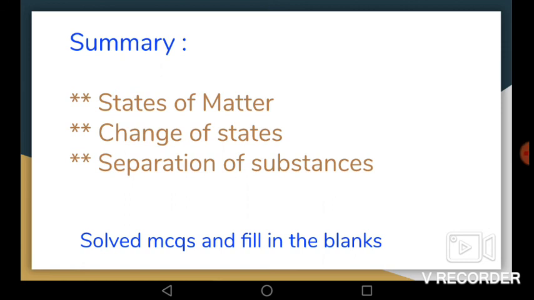Then, today we have solved MCQ and fill in the blanks from the exercise of this lesson.